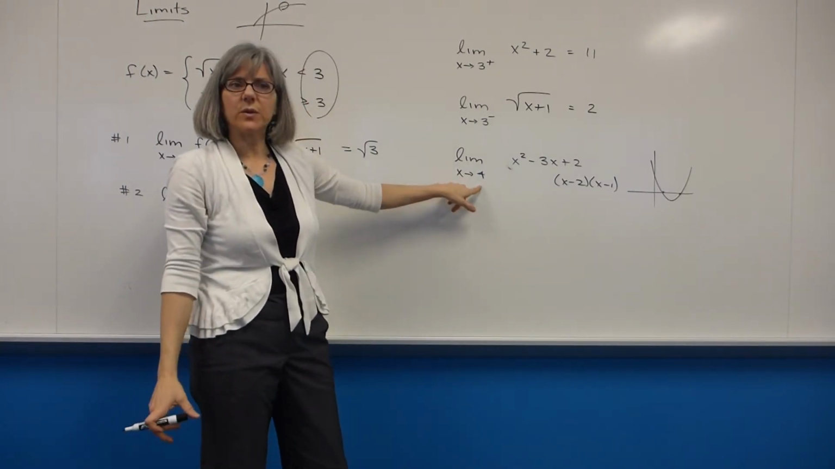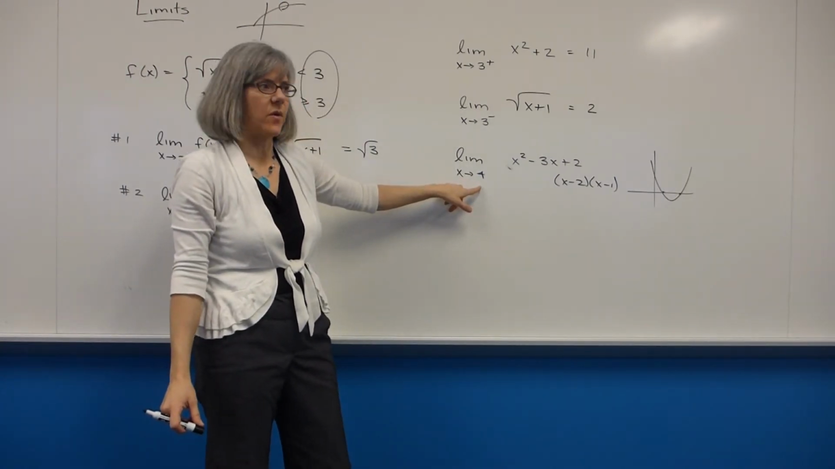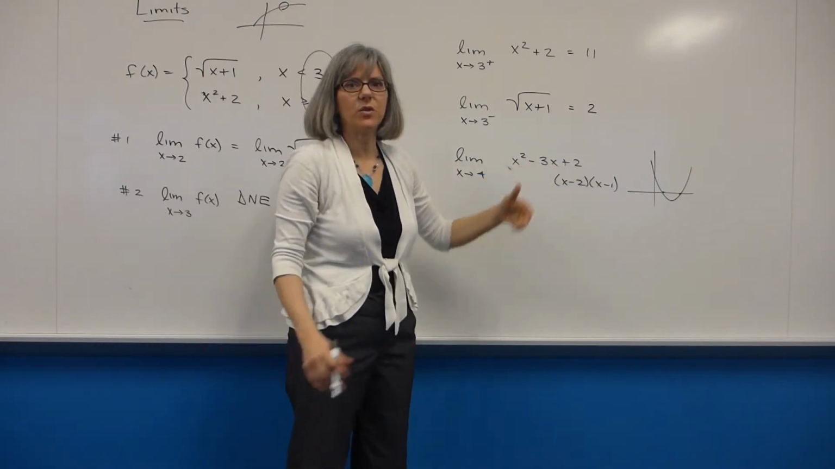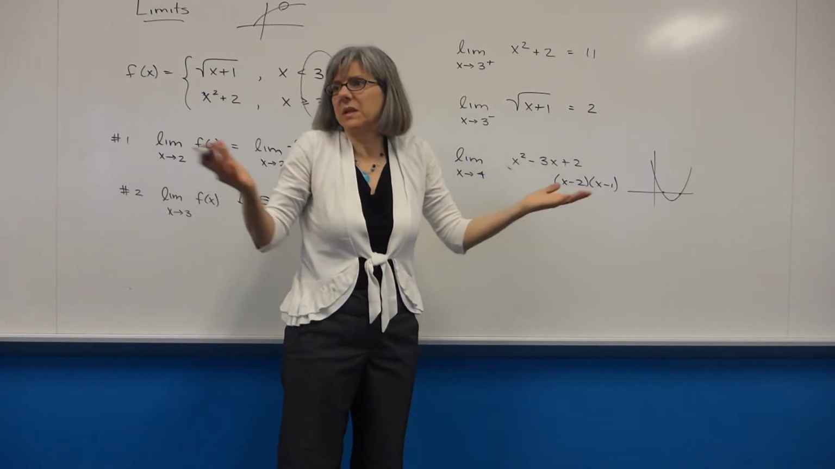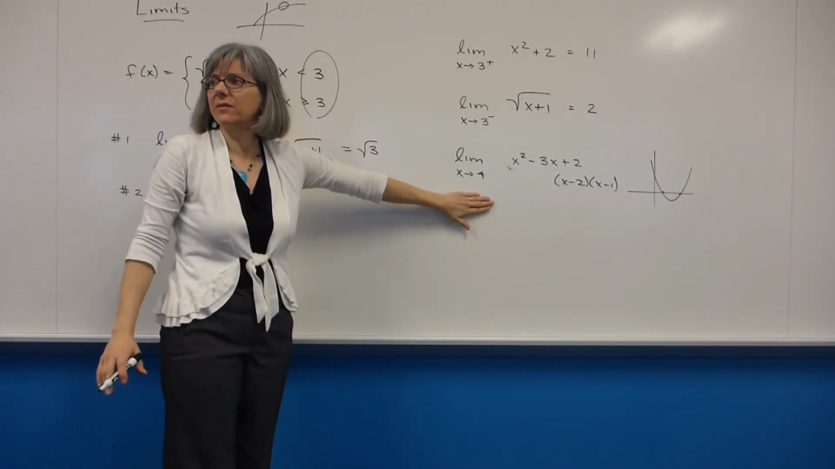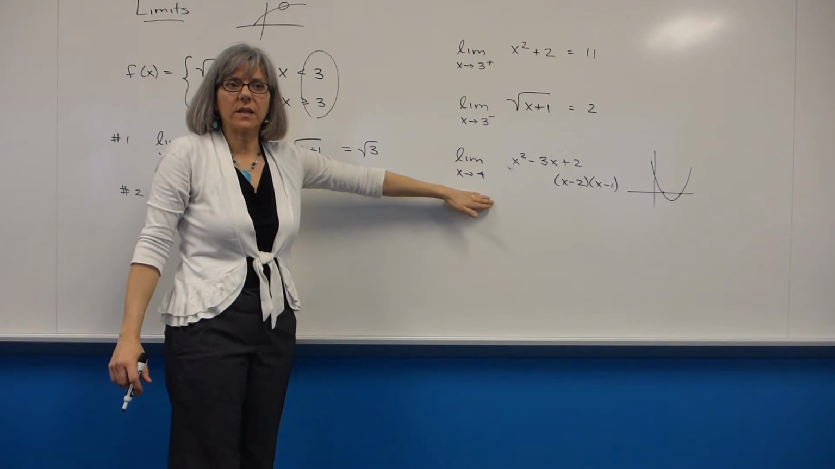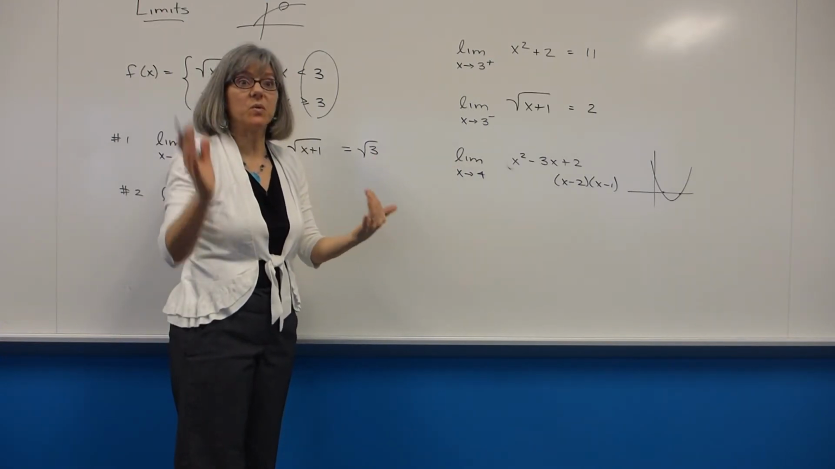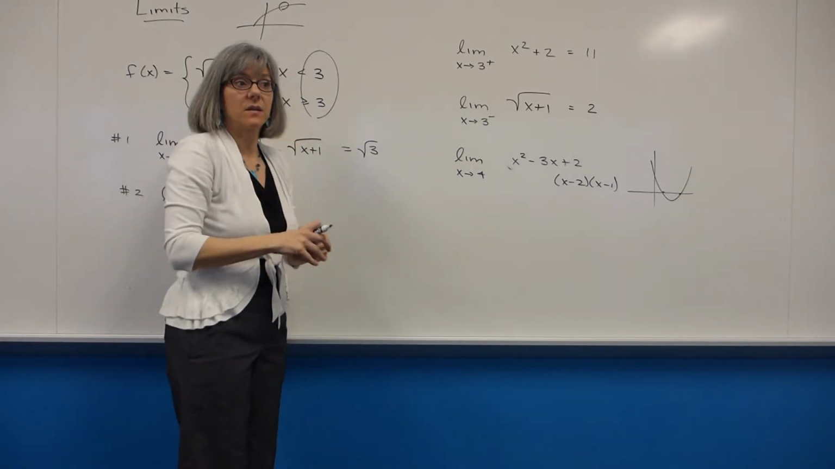Do I have any reason to expect a problem at x equals 4? No, I don't even need to graph it. This is a polynomial. Polynomials just go up and down smoothly. There's never a problem with a polynomial. There are some functions that you never need to check right and left because they're continuous, they're smooth, they behave nicely.